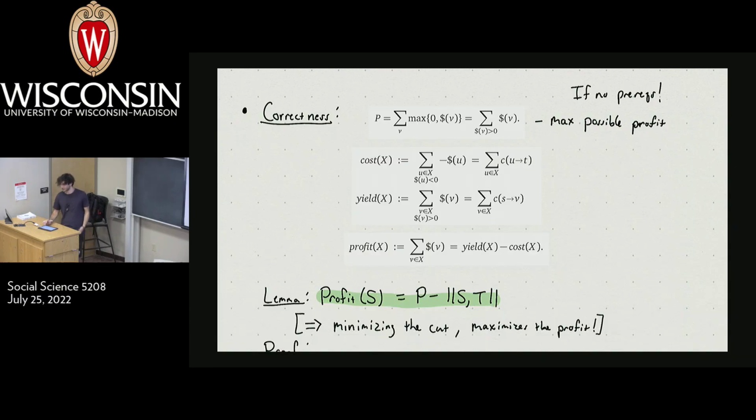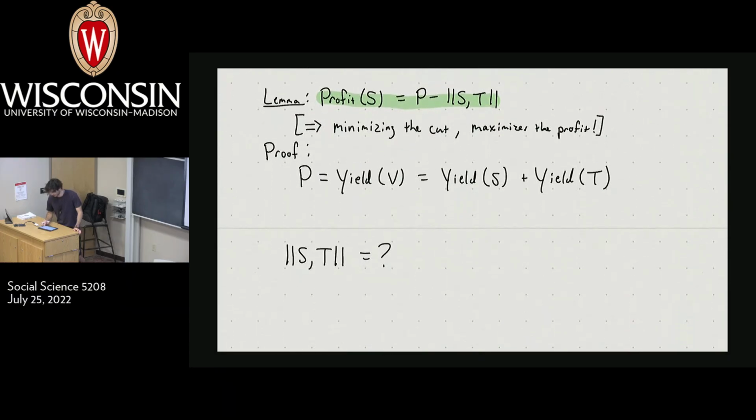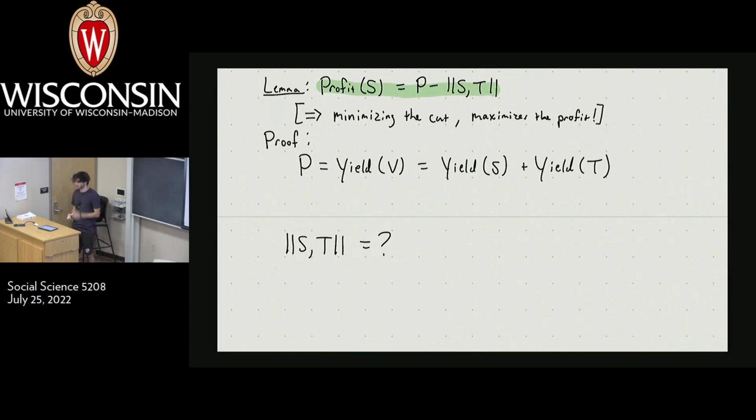So basically it's just the intuitive idea of your profit is how much you get minus how much it costs you. It's just now we're relating how much you get and how much it costs you to the capacities of our graph, G prime. Okay, so the proof is actually not too hard.